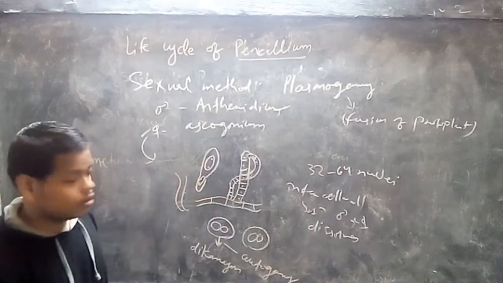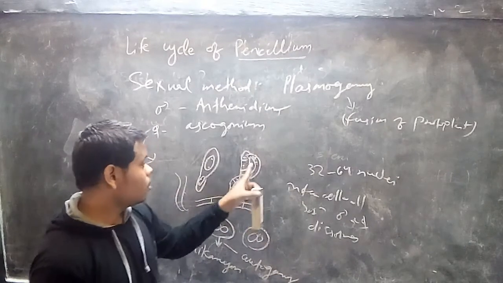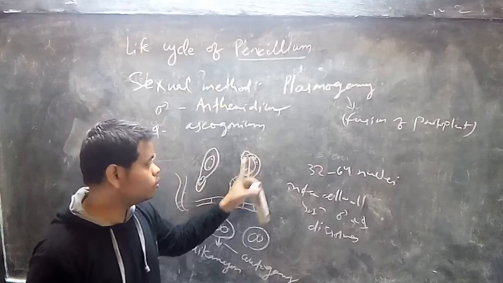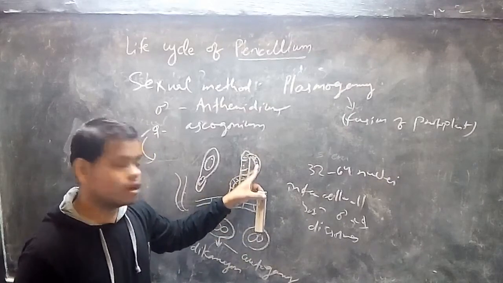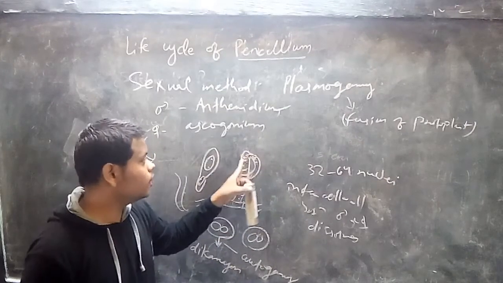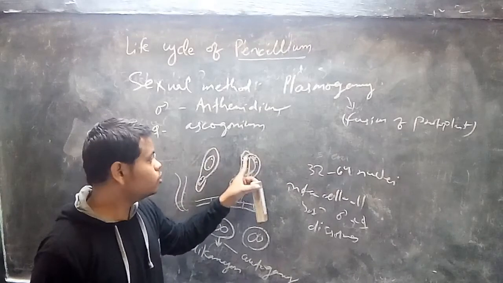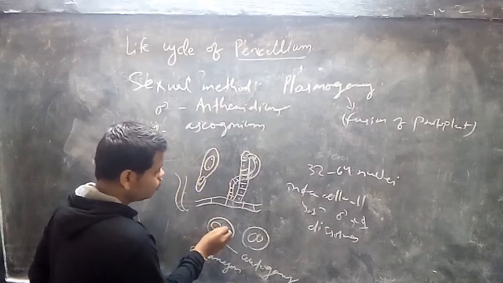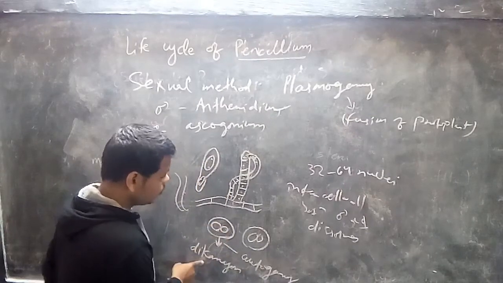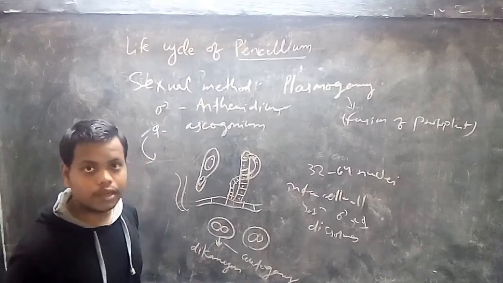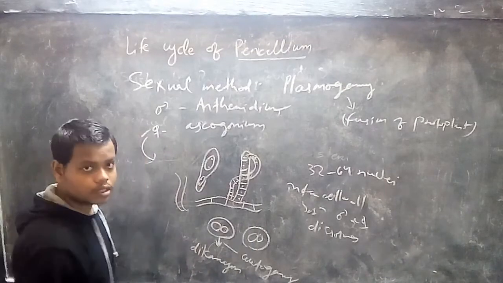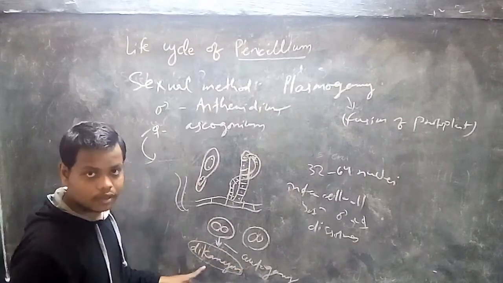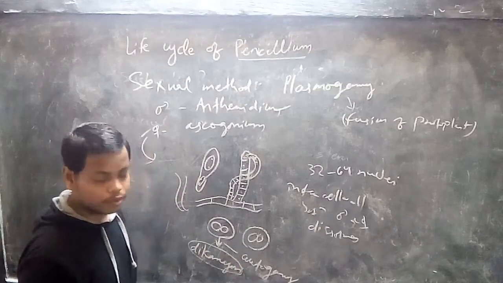Okay, try to understand. After the fusion of the protoplasts, the nuclei of the antheridium do not enter into the ascogonium. This fusion of protoplasm causes the nuclei of the ascogonium to be present in a dikaryon form, in diploid form. They intermix with each other. That intermixing of nuclei is called dikaryon, and the process is called autogamy.